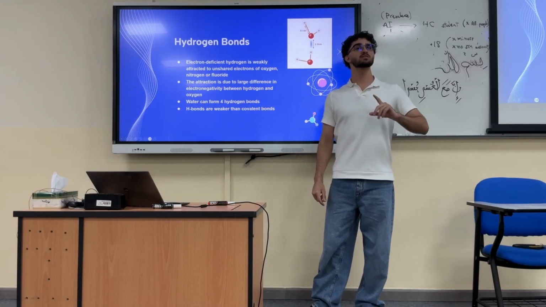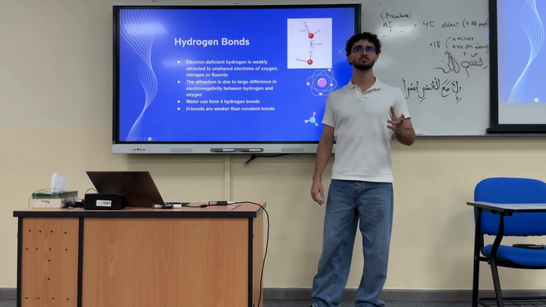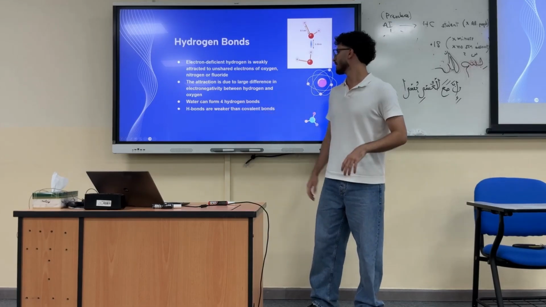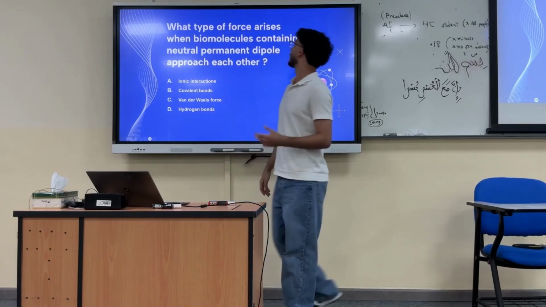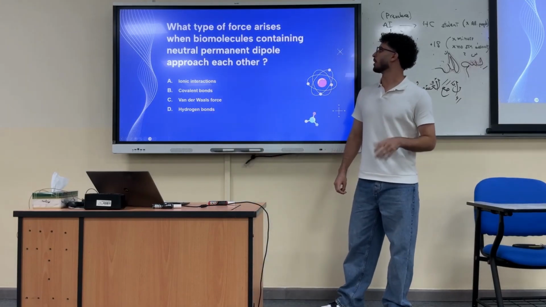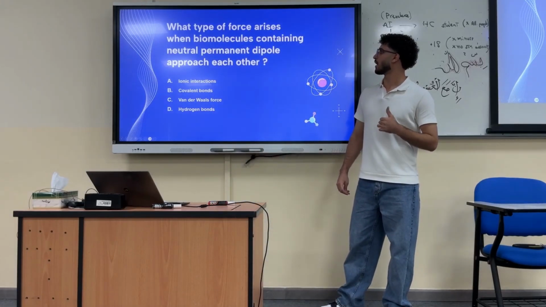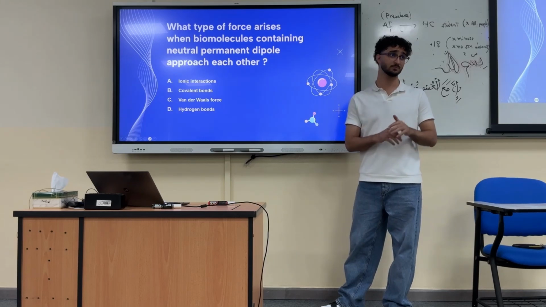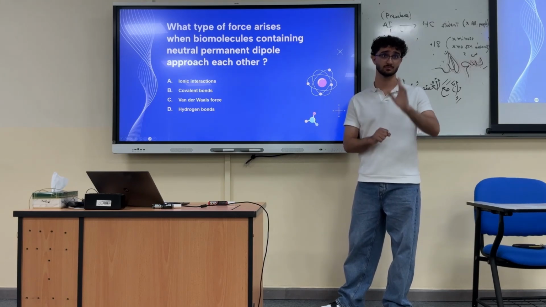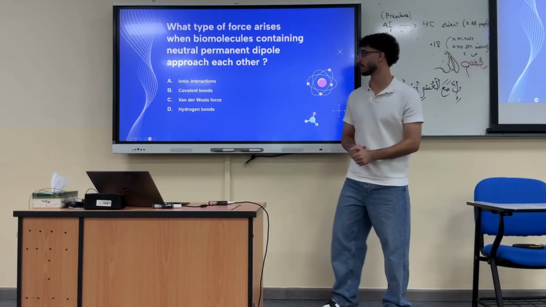How many hydrogen bonds can water form? I have written, 4. And hydrogen bonds I said are weaker than covalent bonds. What type of force arises when biomolecules containing a neutral permanent dipole approach each other? Van der Waals. Right.